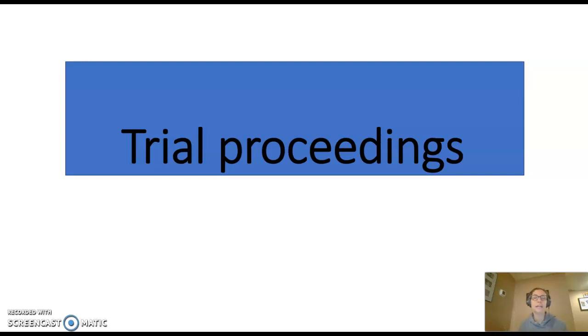But in this PowerPoint, I wanted to take a step back and actually talk about how the trial proceeds. This section is actually laid out very well in your book, but I wanted to bring you some of the key highlights for how a civil trial proceeds. And again, I want to remind you that we're talking about a civil trial here, not a criminal trial. Although a criminal trial does have similar proceedings to a civil trial, the focus here in business law is, of course, on a civil trial.